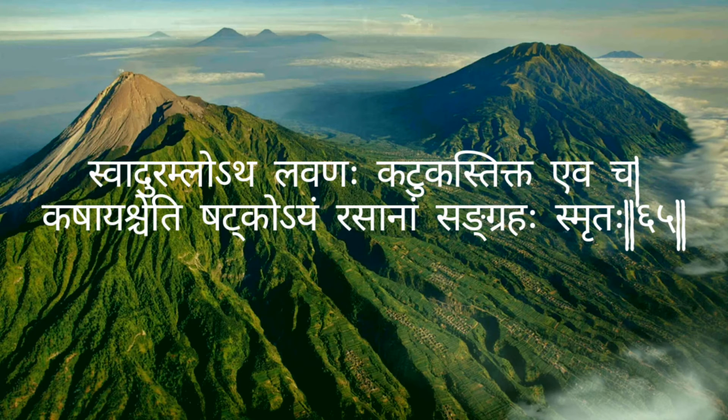Shadrasas, shloka number 65. Svadu amlo atha lavana katukatikta eva cha, kashayashcheti shatko ayam rasanam sangraha smritaha. This is about the rasa sangraha. Shadrasas, they are madhura, amla, lavana, katu, tikta, and then kashaya rasa.